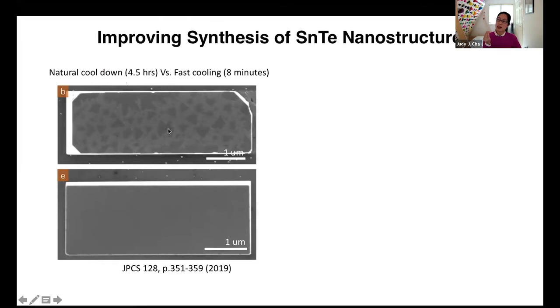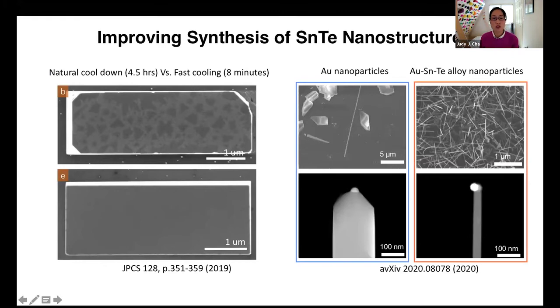Even though the nanostructures themselves are not epitaxially grown from the substrate, because the growth happens rather fast, there can be quite a bit of dislocations embedded in it. So when we do fast cooling, at least we remove the thermal etching step so that the surface can be smooth. Dislocations are still inside, but we can remove the surface roughness. Second, we moved away from using gold nanoparticles as our catalyst to gold-tin alloys, and that really helped make the wires narrow.